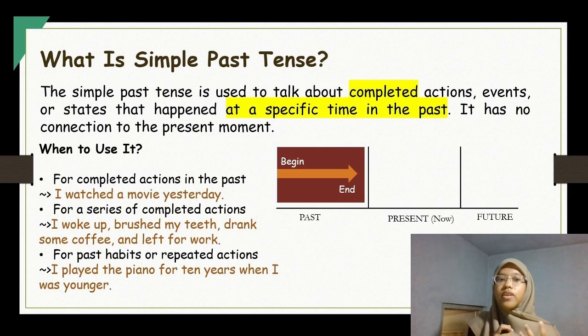The third is for a past habit or repeated action. This is for things you did regularly in the past but don't do now. I played the piano for 10 years when I was younger. This implies you don't play regularly anymore. It's a pattern from a finished period of your life.